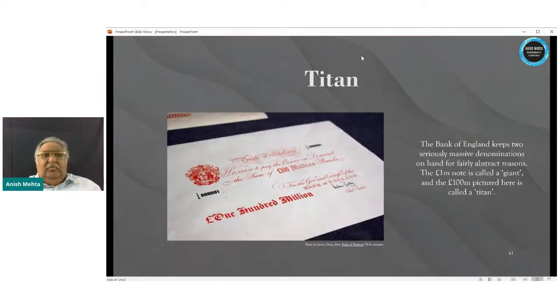This is a banknote which is not in my collection, and it may not be in most people's collections. These are very special banknotes issued by the Bank of England, known as Titan. In this series there is another banknote known as a Giant, which is a 1 million pound note, and the Titan here is a 100 million pound note.